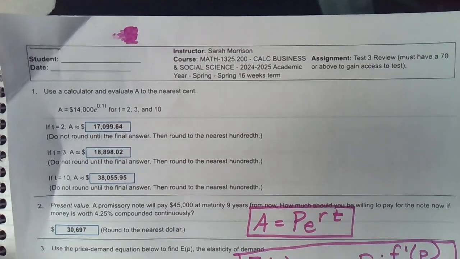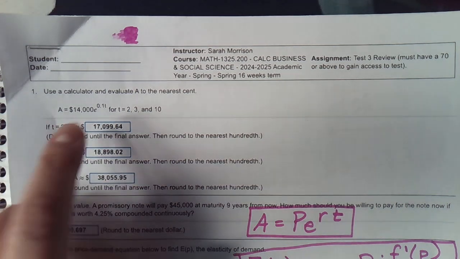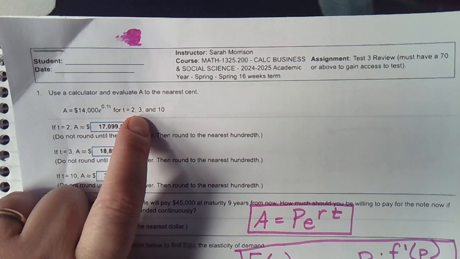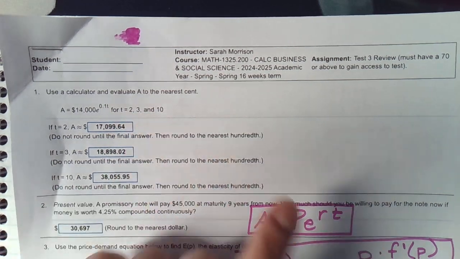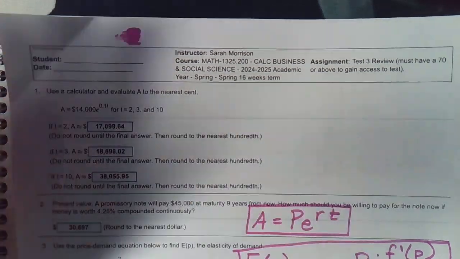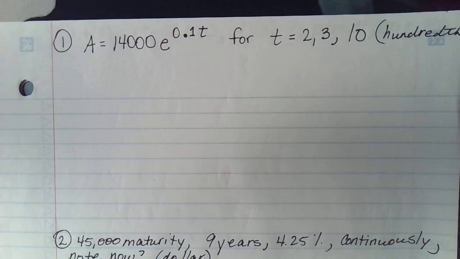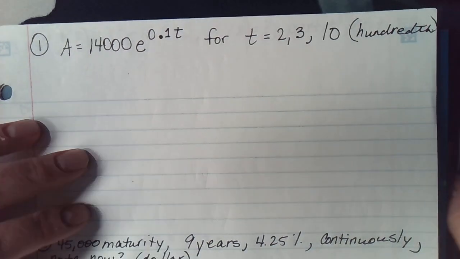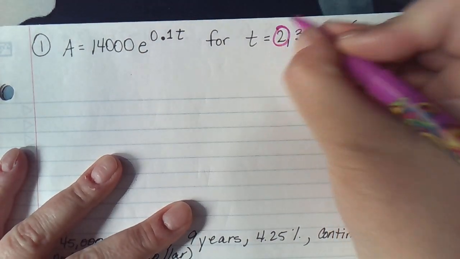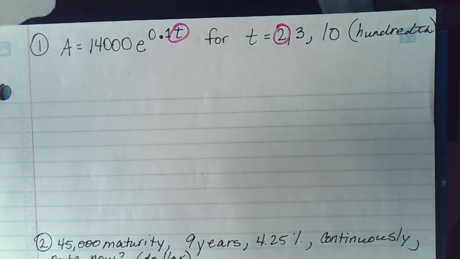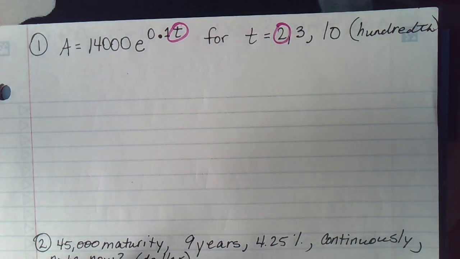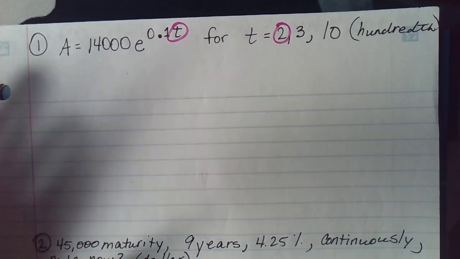Okay, so let's see here. Number 1 says use a calculator and evaluate A to the nearest cent. They gave us a formula, and they said T equals 2, 3, and 10, and they said round to the nearest hundredth. Okay, so we're going to take this number 2, and we're going to plug it in where the T is. Then we're going to do it again for the 3 and the 10. And we're going to put it in our calculator and round to the hundredth.